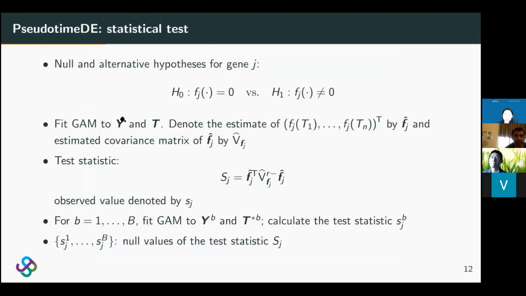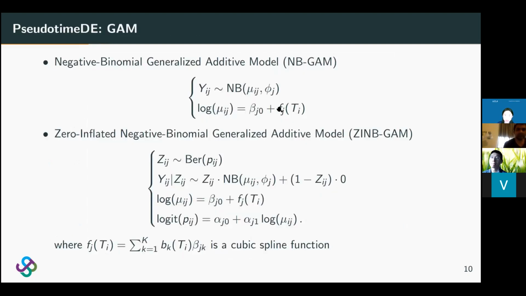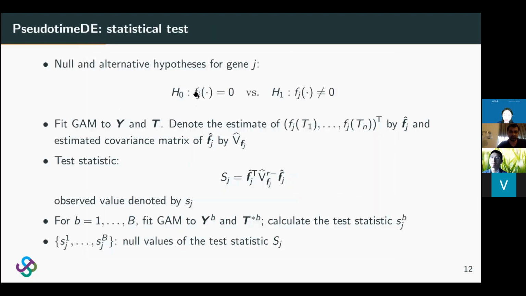Okay, so now it comes to the stage of a statistical test. The null hypothesis using the GAM formulation is that the fj function is a zero function. If you recall, fj is here. Zero function means that ti has no effect on the log mu ij at all. That's the null hypothesis, and the alternative is that fj is not zero.